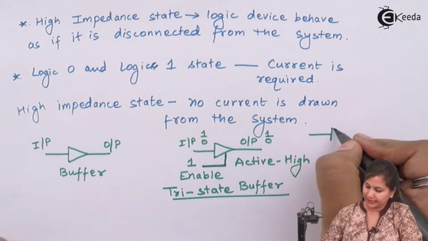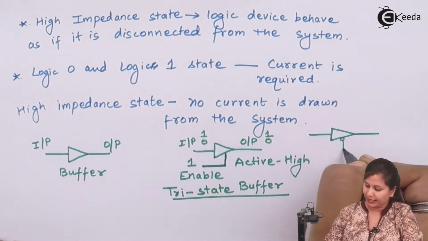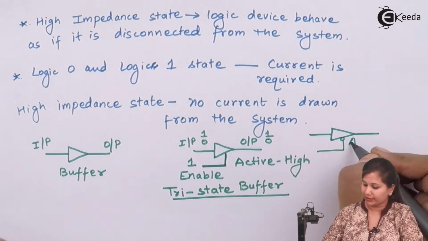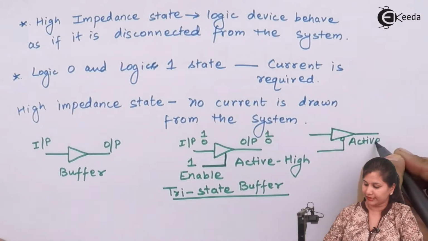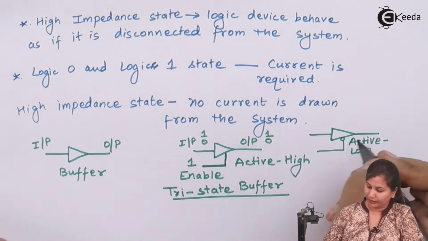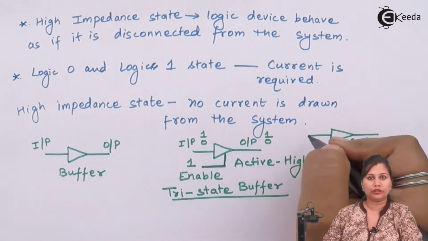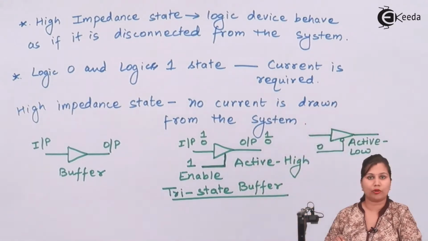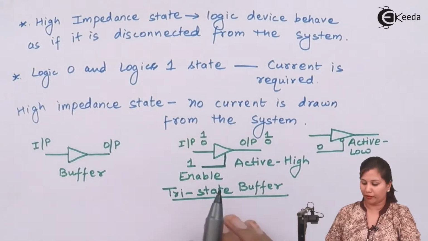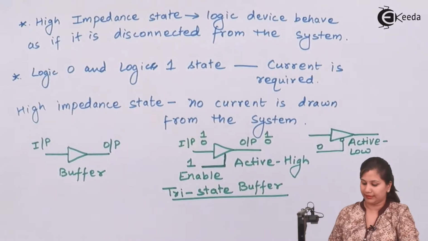And the second case is if we have the enable line as active low. So here we have a bubble for it. In this case, the enable line is active low. So when the value at this line is 0, then the output will be equal to the input. It varies according to the input. So these are the examples of the tri-state buffer having an active high enable line and an active low enable line.